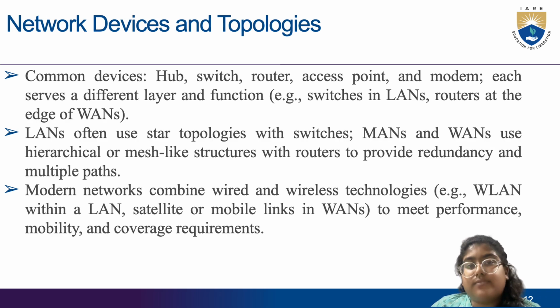To make these networks function, we use various devices such as hubs, switches, routers, access points, and modems. Each device has a specific role. For example, switches are common in LANs, routers are commonly used in WANs. In terms of topology, LANs usually use star topology, whereas MAN and WAN use mesh or hierarchical structures. Modern networks often combine both wired and wireless technologies to achieve better performance, flexibility, and wider coverage.